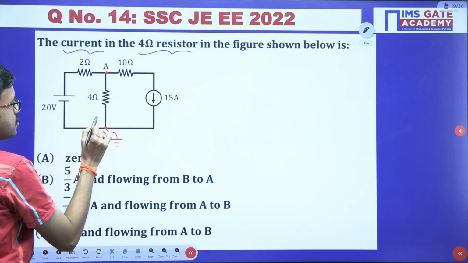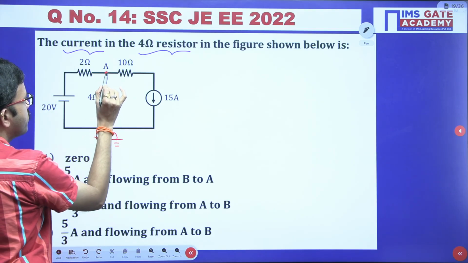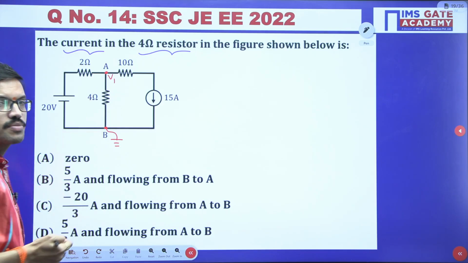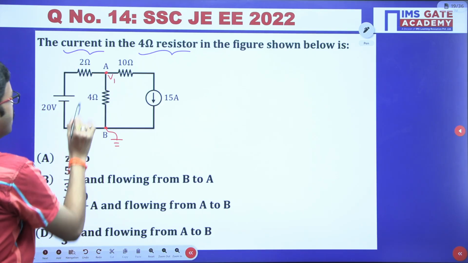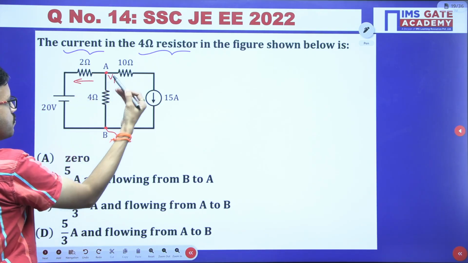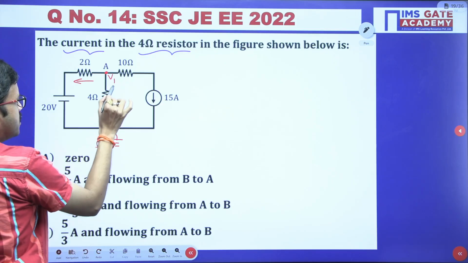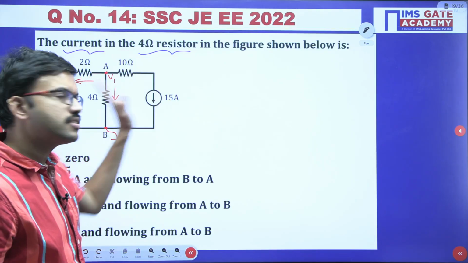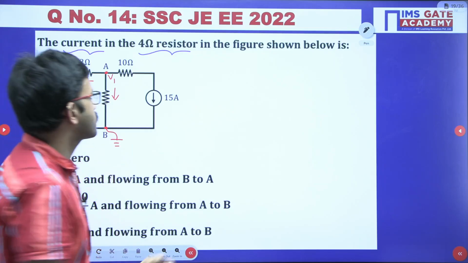This node voltage with respect to ground, for the time being I am labeling as V1. Since you don't have the current, you can assume that current is leaving. Similarly, in this branch, current is leaving. In this branch, already they have mentioned the current direction like this. You can just apply the nodal equation. That's all.